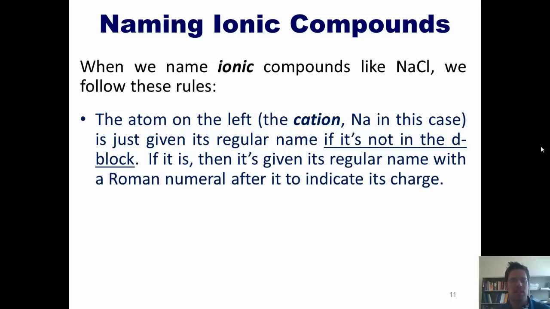Now, if it is in the D block, then it's given its regular name with a Roman numeral after it to indicate its charge. I hope that makes sense. Remember that D block elements sometimes can have varied charges. So for those elements, if they are the cations, we have to specify what positive charge they have by putting brackets next to their name, and inside the brackets we put a Roman numeral indicating what charge they have.